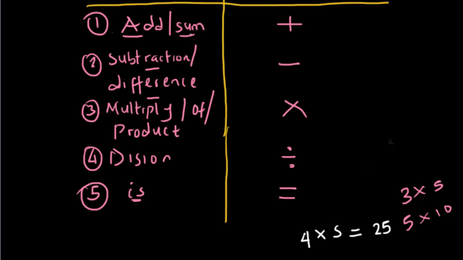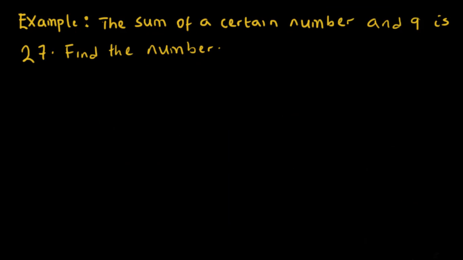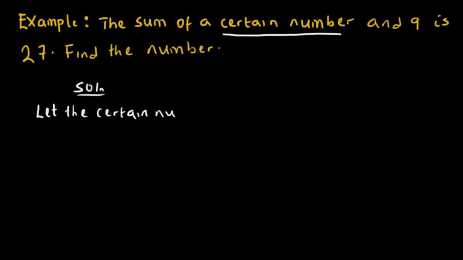I hope you understand. Now let's take some examples. We have this question: the sum of a certain number and 9 is 27. Find the number. Let's try to solve this. The first thing is to represent this certain number since we don't know it. So we say, let the certain number be x. It could be any letter, x, y, whatsoever.